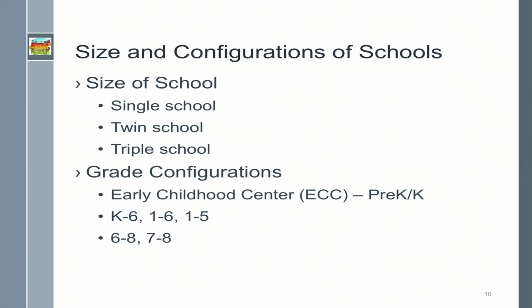If you're not familiar with those terms, a twin school is like the Parker Damon building in Acton, which is one building that houses two school programs under the same roof. In this case, it's the Merriam and the McCarthy Town Elementary Schools. A triple school would be one building that houses three school programs under one roof.